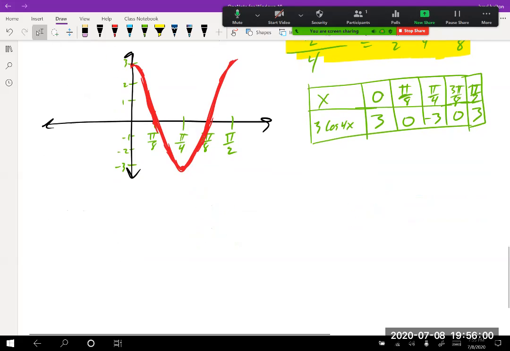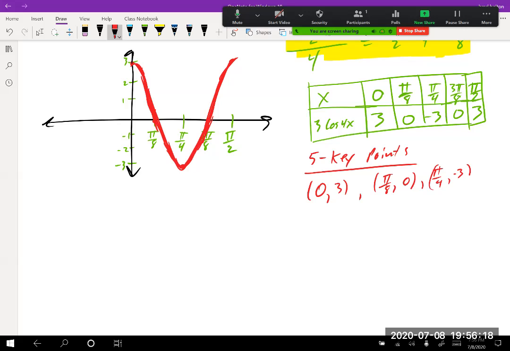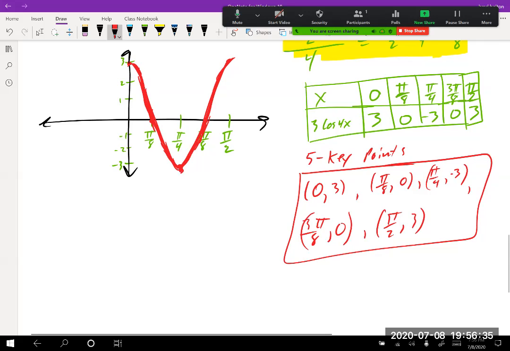And I don't know how particular your homework's going to be, but if they want the 5 key points, they may get fancy with it, then you just have to tell them that it's 0, 3, pi over 8, 0, pi over 4, -3, 3 pi over 8, 0, and pi over 2, 3. So these are the 5 key points right here. It's the same as the table that's above in green. It's just they might ask for the actual coordinates. And you can just go and label them. So this one right here is pi over 4, -3, right? And you could find all these points and label them if you wanted.